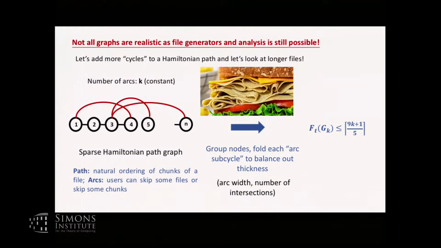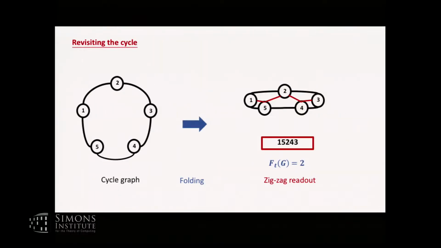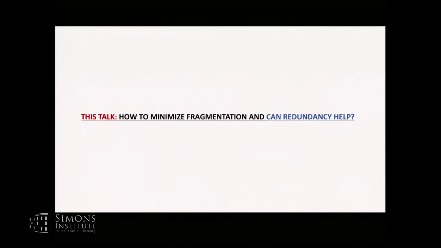And the proof for this is rather complicated. I can share some ideas behind it, except this folding part. The upper bound of 2k is kind of natural and very easy to prove. We had to work really hard to go from 2 to 9k over 5. Unfortunately, I don't have that much time.